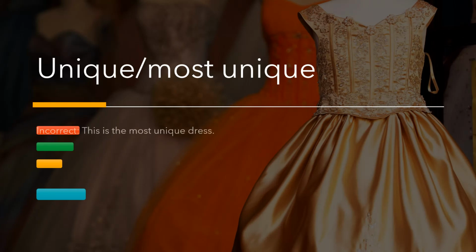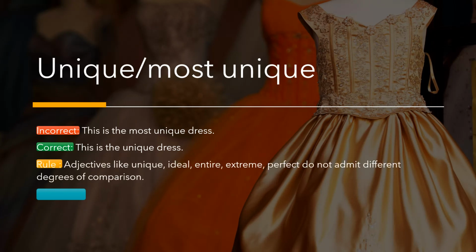Unique and most unique. This is the most unique dress. Instead, this is the unique dress. Adjectives like unique, ideal, entire, extreme, perfect do not admit different degrees of comparison. Example, that job is perfect for him. Instead, that job is most perfect for him. These conditions are ideal.